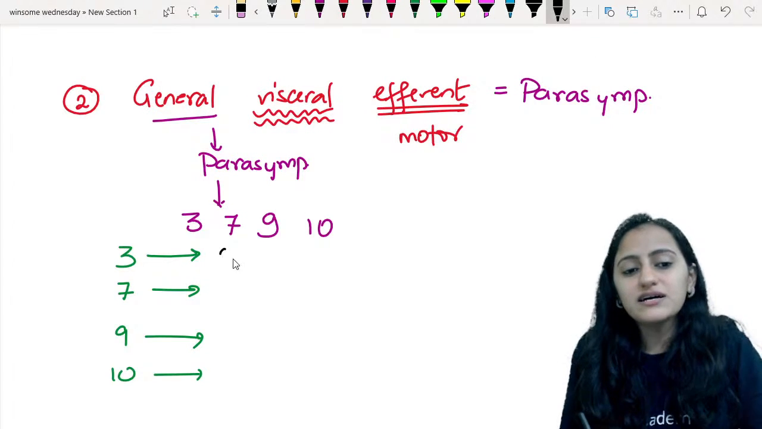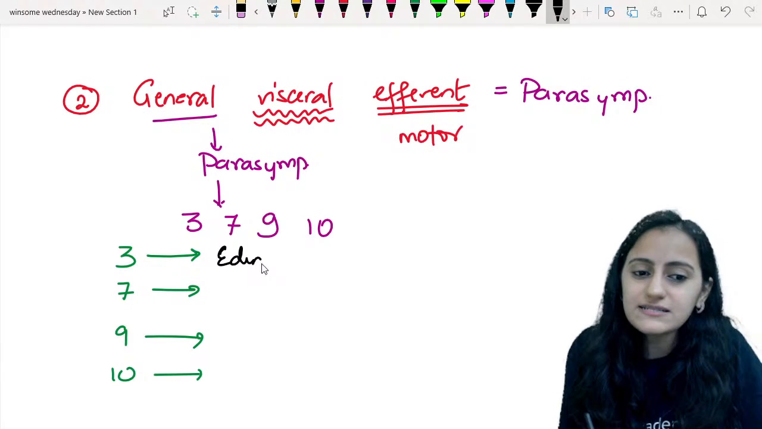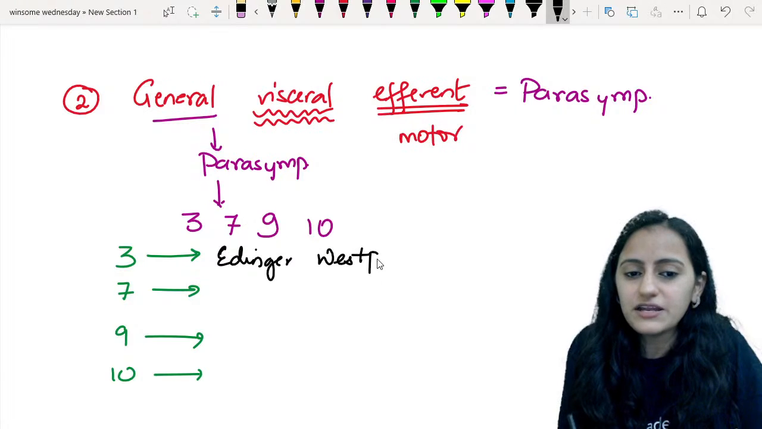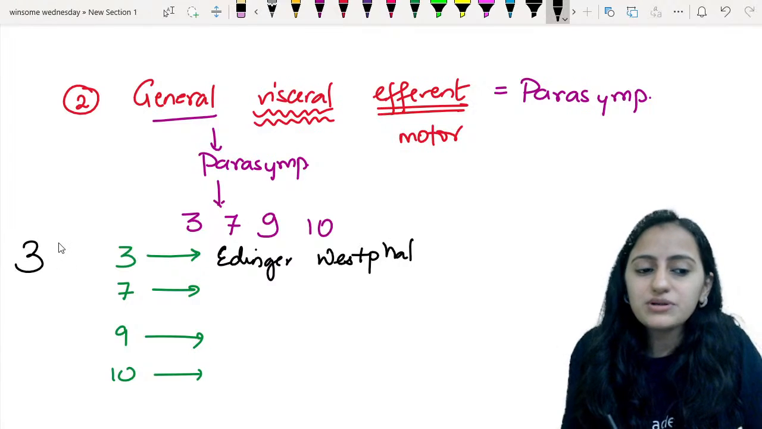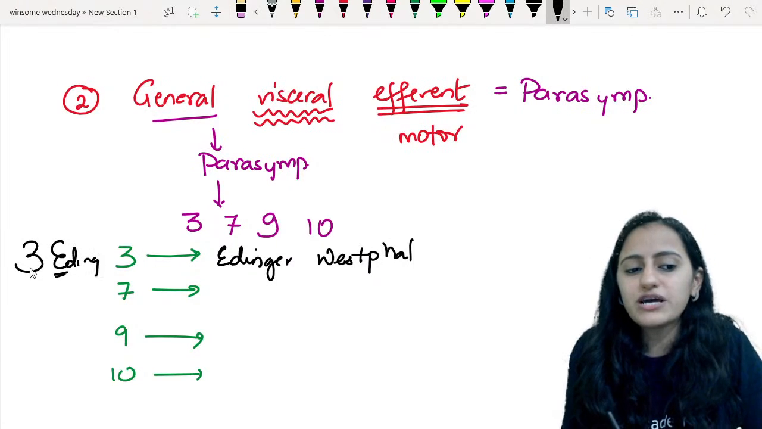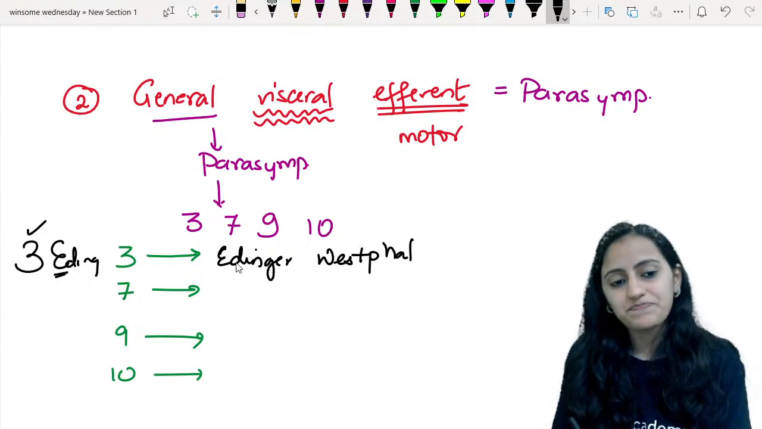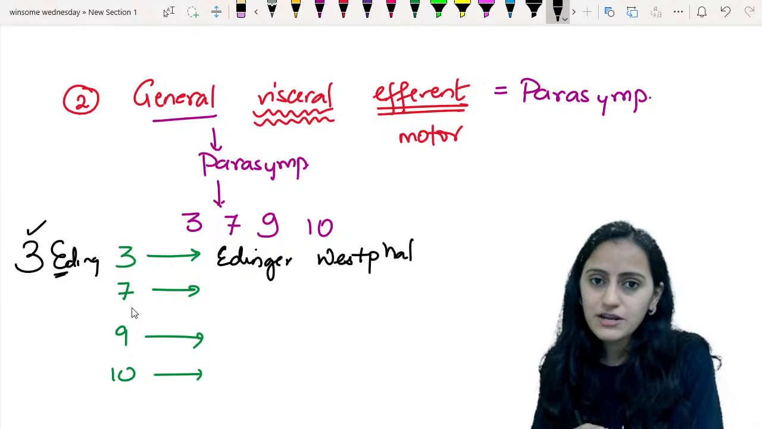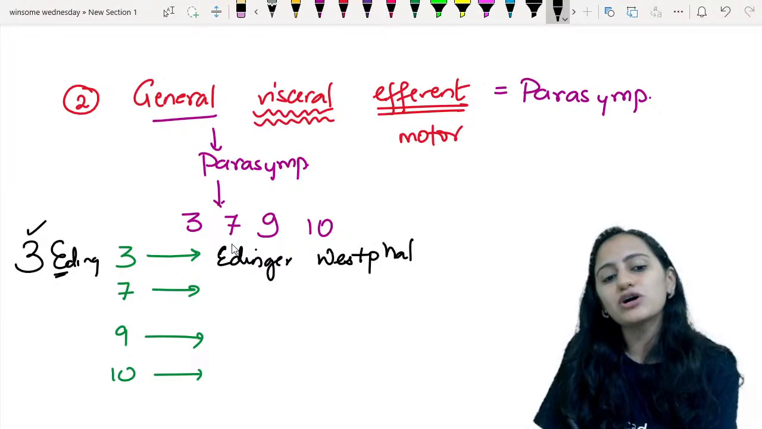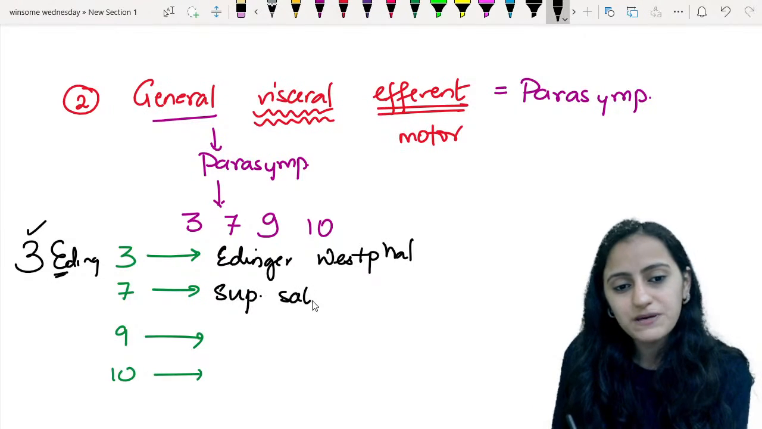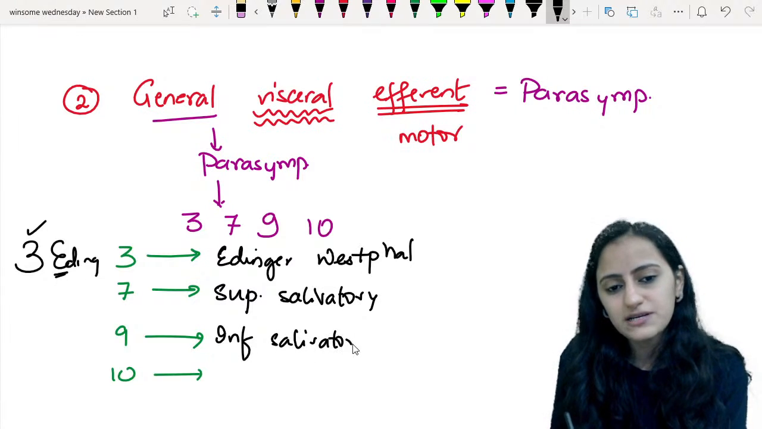So the third nerve supplies your parasympathetic to the ciliary ganglion. The nucleus is your Edinger-Westphal nucleus. Okay, so third का होता है Edinger-Westphal. Easy to remember. Number 3 उल्टा कर दो, अल्फाबेट E हो जाएगा. So Edinger-Westphal nucleus is the parasympathetic nucleus of cranial nerve 3. 7 and 9 you have salivatory nucleus. 7 is the superior number, so superior salivatory nucleus. 9 is your inferior salivatory nucleus.